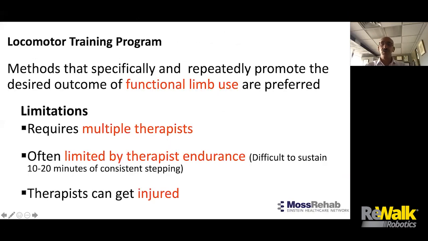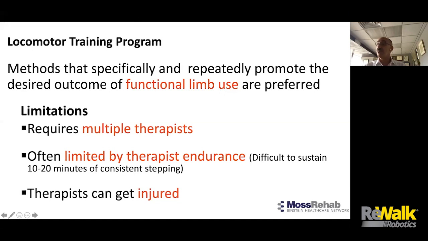So when you think about a locomotor training program, you need to think of this as a method that specifically and repeatedly promotes the desired outcome. In this case, if I'm using the lower limbs, it is to really promote walking. And when you do that, you have to keep in mind that there are three major potential limitations.